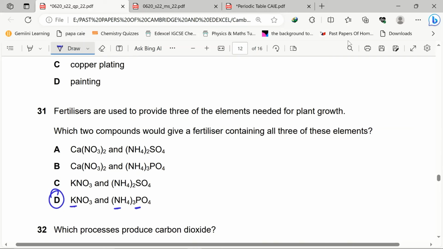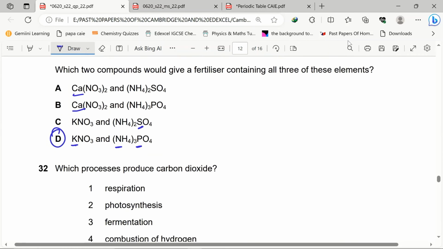Calcium is not required, right? Calcium is not required. And here we have potassium and ammonium sulfate. No, sulfur is not required. Sulfur is toxic and calcium is not required. So calcium is not correct. So D is the only correct answer.